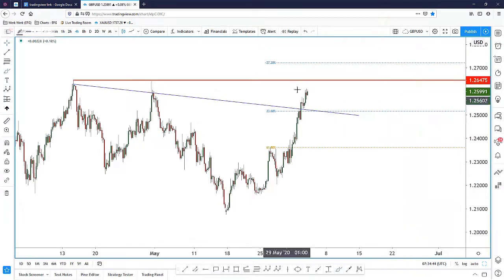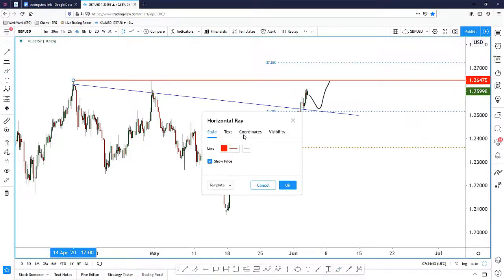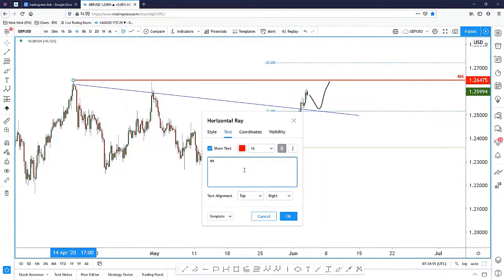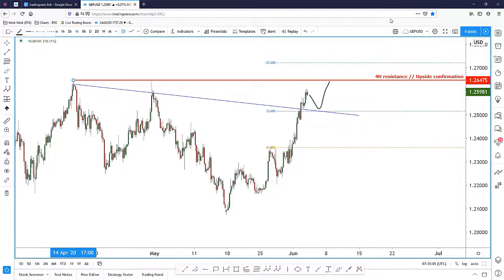Okay, so what I'm thinking price could do now is actually make a pullback to the trend line, test the trend line, reject, and go up to this level here. Okay, I'll call this the 4-hour resistance, right? Or even if price were to surpass it, I'll call it the upside confirmation. This will mean that when price breaks above, okay, then the bullish case is significantly strengthened, right?